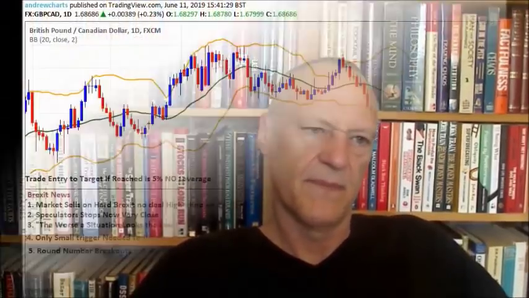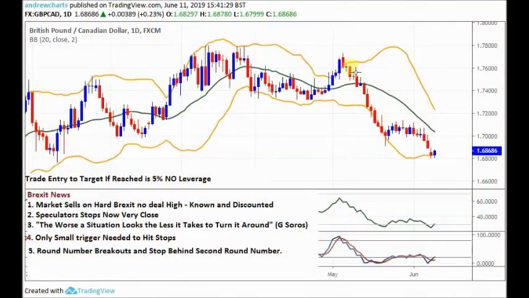Right, let's go and take a look at some charts. Right, we're on the British pound Canadian dollar daily chart. Obviously a big fall down. I'm looking for most of that decline to be retraced, and I'll go through my logic of why in a moment. But in terms of when you see my trade entry to target, obviously if we get to target, it is 5% in terms of a move.